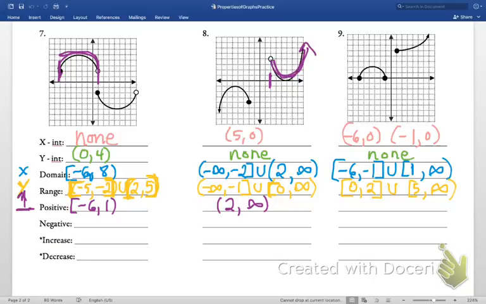Now, above the x-axis on number 9. I have my horseshoe shape, and then I have some kind of little swoosh. My little horseshoe shape goes from -6 to -1 above the x-axis, and then I'm going to pick up over here at +1 and go to infinity, because all of that's above the x-axis as well.